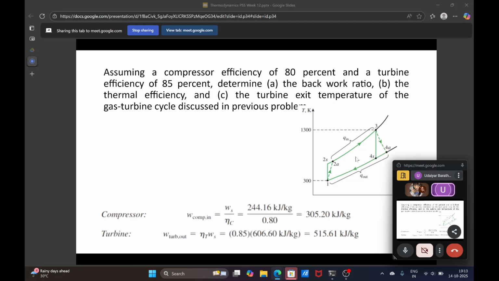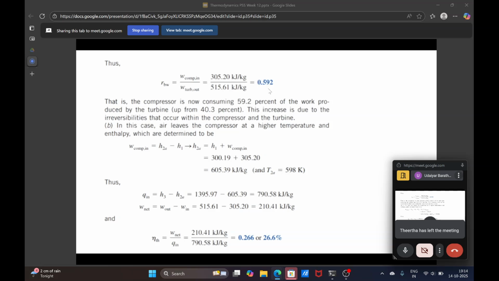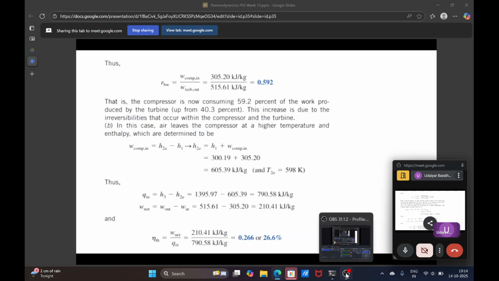So now we have found the individual works. Next, with this we can find the back work ratio, or the fraction of work which is being used for compression. So W compression divided by W turbine gives 305.2 divided by 515, which is 0.592 or 59.2%. This says that the compressor consumes 59.2% of whatever work is being produced in the turbine.